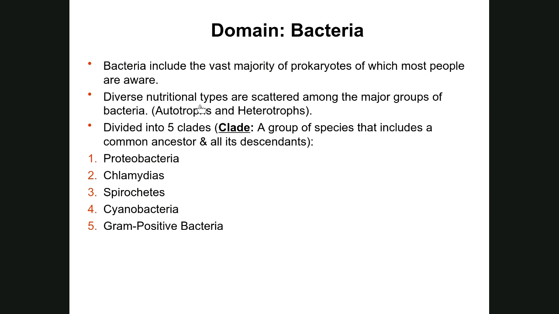There are diverse nutritional types of bacteria that are scattered among the major groups. Some are autotrophs, some are heterotrophs, and then they even get into chemotrophs, mixotrophs, and all that. But I just stick with autotrophs and heterotrophs. Now, all prokaryotic organisms that are classified into the domain bacteria are then classified under one of 5 clades. In other words, we look at all these prokaryotic organisms that we consider bacteria, so we put them under the domain bacteria, but then we start comparing them more closely to look for more homologous features. And based on that, we then divide them up into 5 clades.